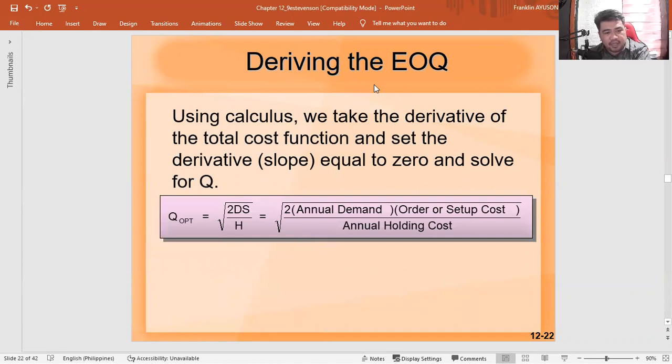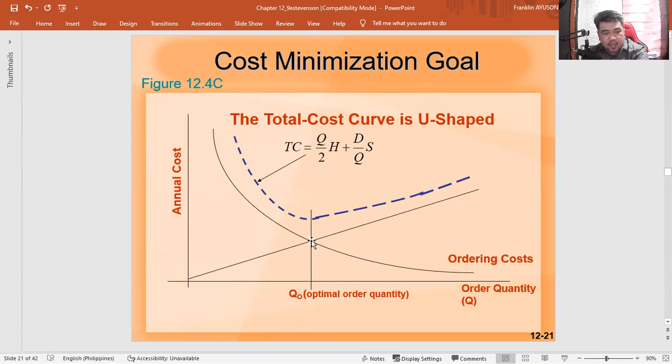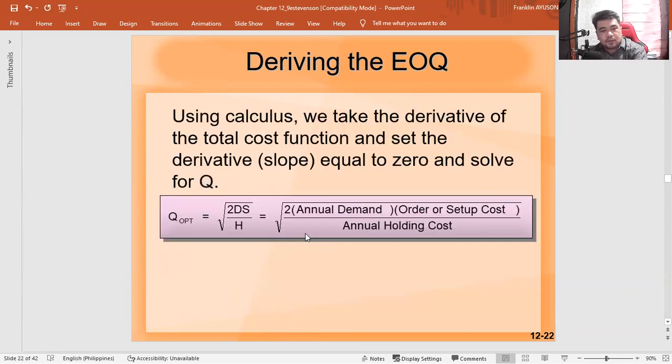And of course, deriving our economic order quantity, usually using calculus or some computer application. We take the derivative of the total cost function and set the derivative, the slope, equal to 0 to solve for the right quantity. Yan. The right quantity that will allow us to determine our optimal order quantity.